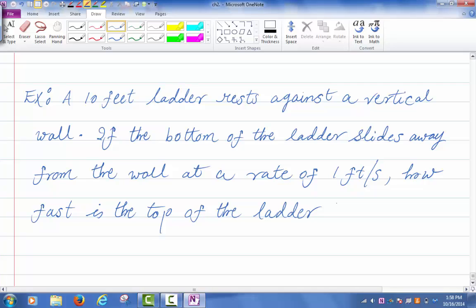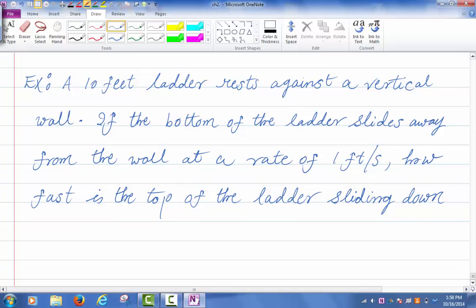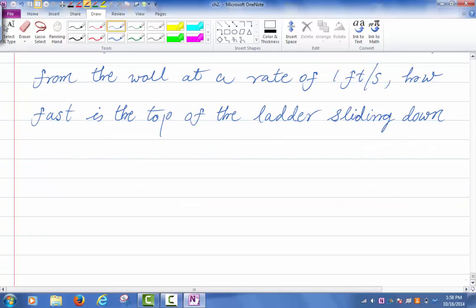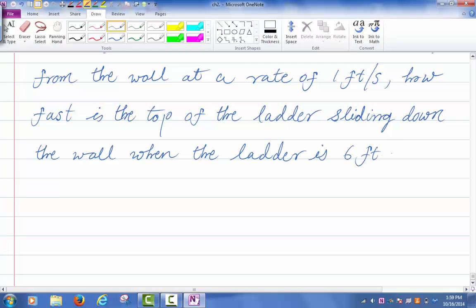How fast is the top of the ladder sliding down the wall when the ladder is 6 feet from the wall.